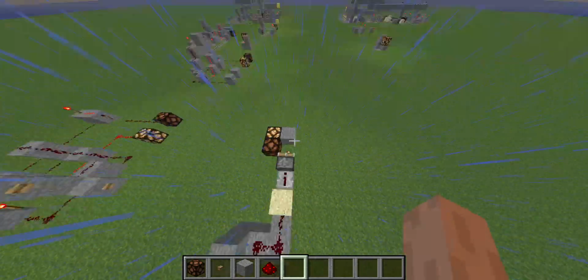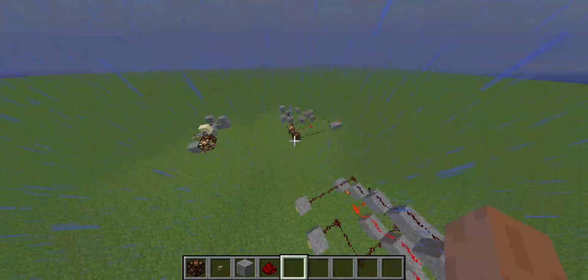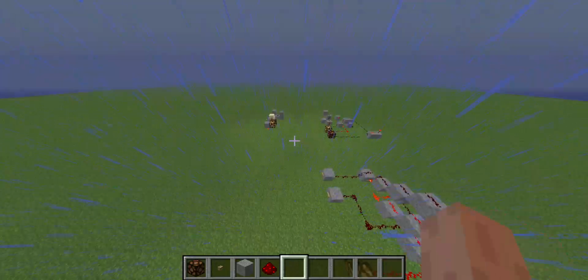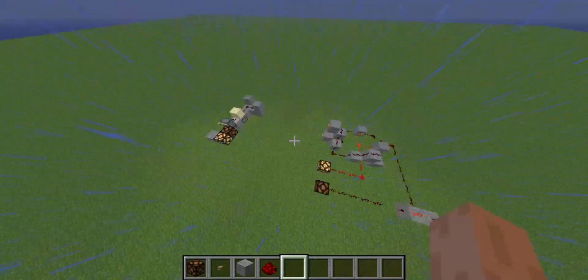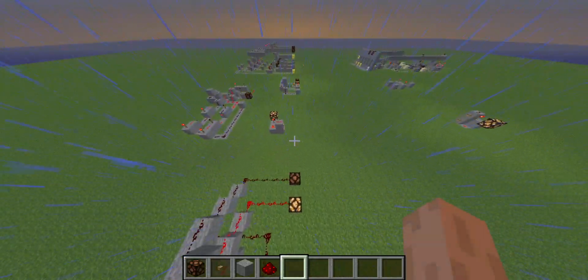A T flip-flop flips the circuit, an SR latch just changes one or the other. A T flip-flop just changes it to yes or no. This one changes one to yes or the other one to no. It's switching these two. It's not physically changing the position of those two.